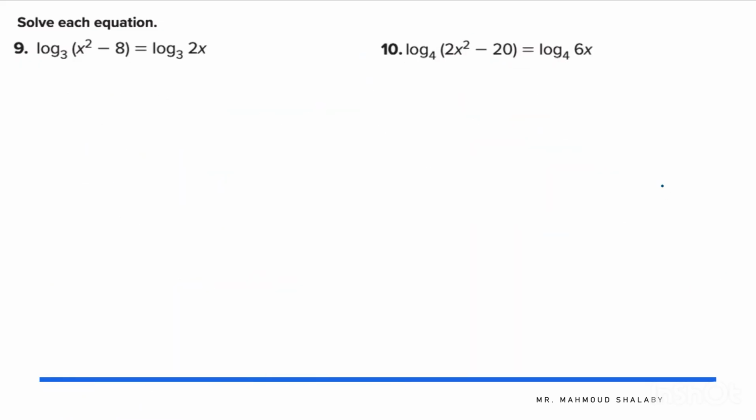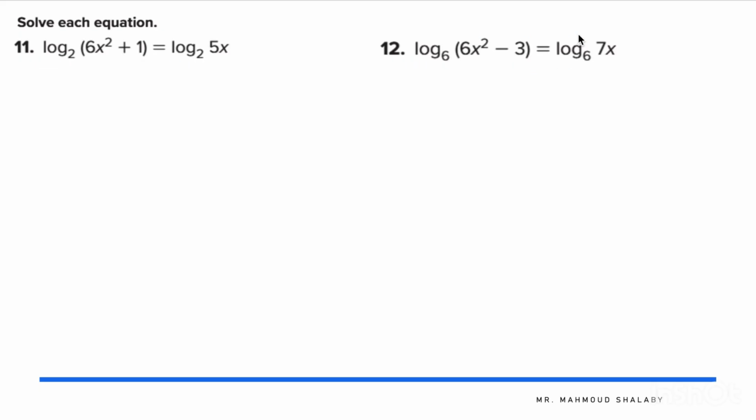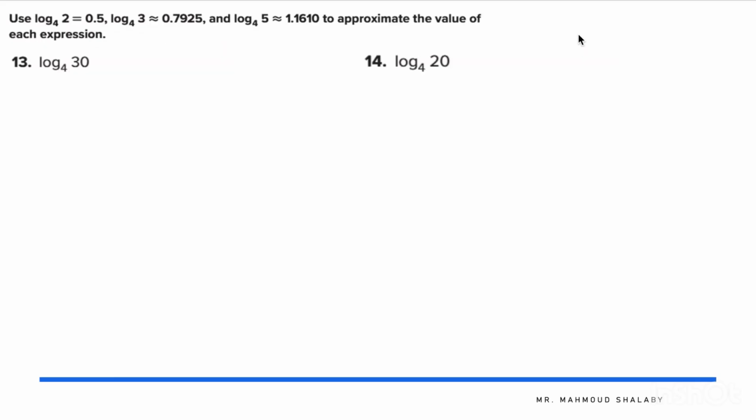Now let me see if there is anything different. The same thing, as you can see, log 3 equals log 3, so I will equate both quantities here. Same thing with log 4, you just equate both quantities and solve the equation exactly the same way. Nothing is different at all.